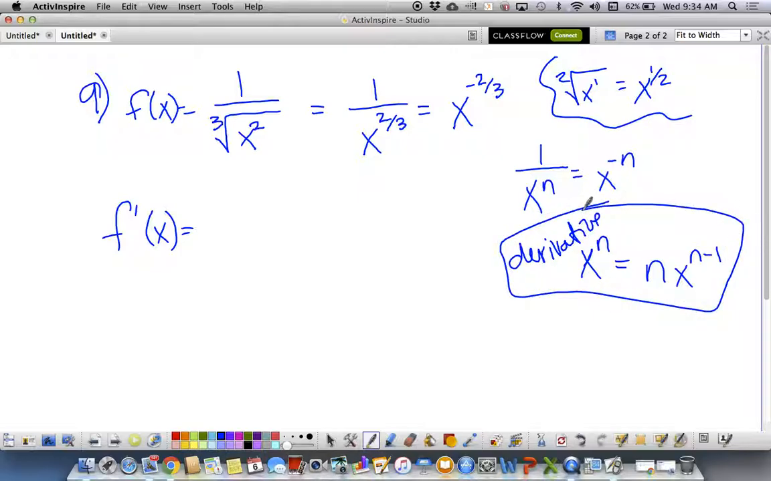You have to remember that shortcut way, because you can't raise something to the negative 2/3 in your definition. It's just not going to be nice and possible. So bringing down your n, negative 2/3 x. What's negative 2/3 minus 1? Negative 5/3.